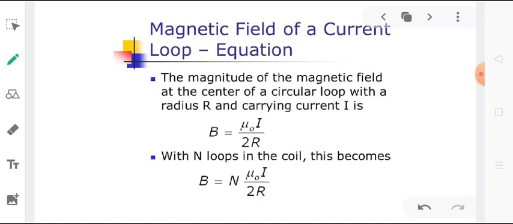Now, for a single turn of the wire, the strength of magnetic field is B equal to mu 0 I by 2R. If we have n loops in the coil, as was shown in the picture for the experimental setup, then the strength of magnetic field increases n times. This becomes B equal to n into mu 0 I by 2R. That's why I was telling you that as we keep on increasing the number of loops, the strength of the magnetic field will go on increasing.